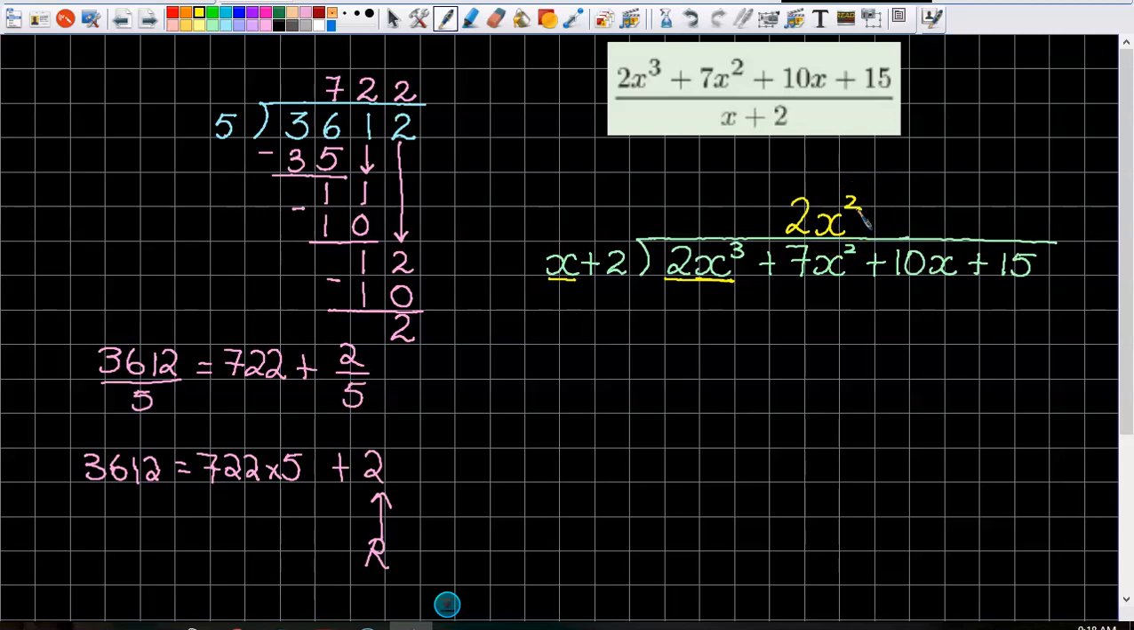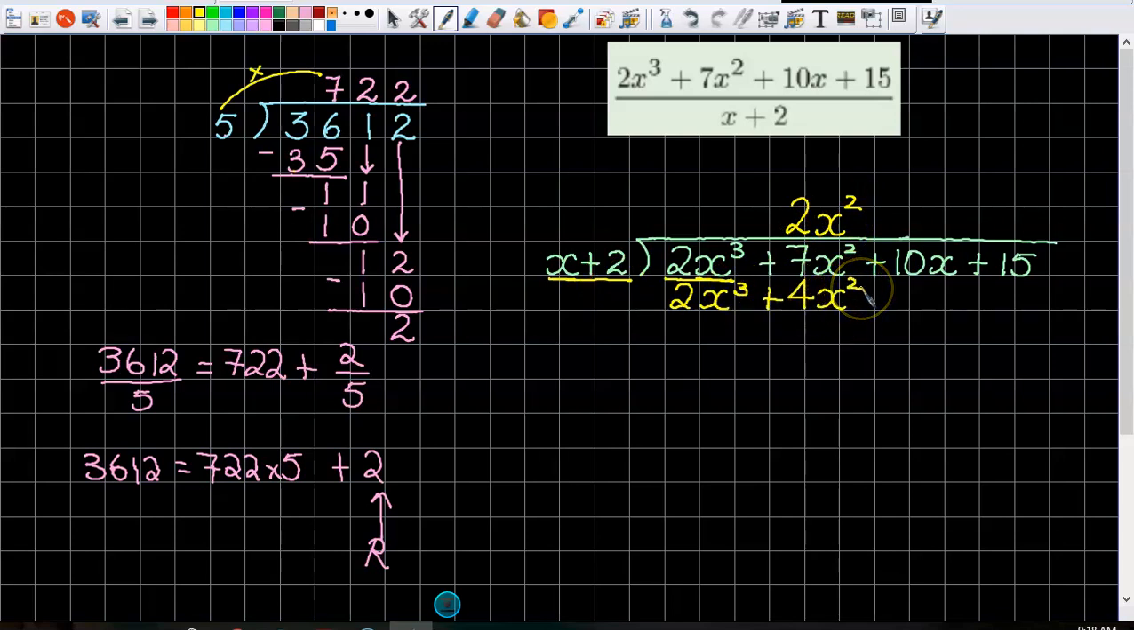And then how did we get this 35? We actually had to say 7 times 5. So we're going to do exactly the same thing here. We're going to say 2x squared times all of this. 2x squared times x gives me 2x cubed, and 2x squared times 2 gives me 4x squared.